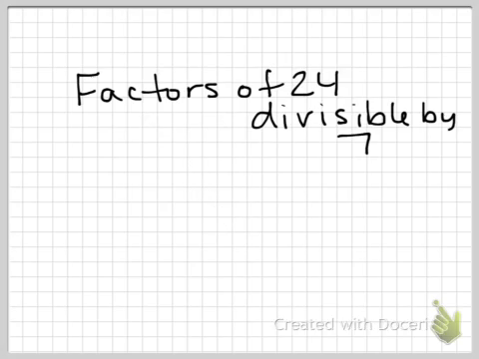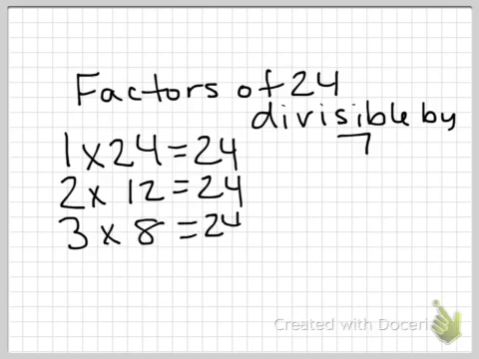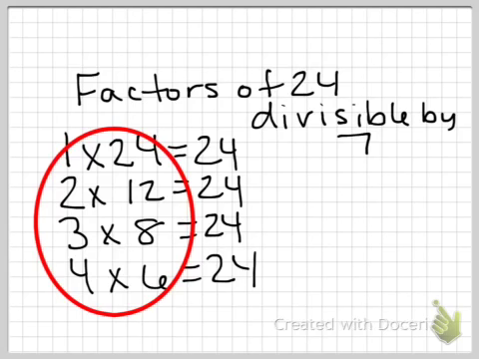The next strategy is actually to list all the factor pairs. So in this, I'm trying to find out if 7 is a factor of 24 or divisible by 7. So I'd actually go through and do 1 times 24 equals 24. I would do 2 times 12 equals 24. 3 times 8 equals 24. And 4 times 6 equals 24. And I'd look through all of these and try to find, is 7 one of those factors? And the answer is no. 7 is not a factor of 24.